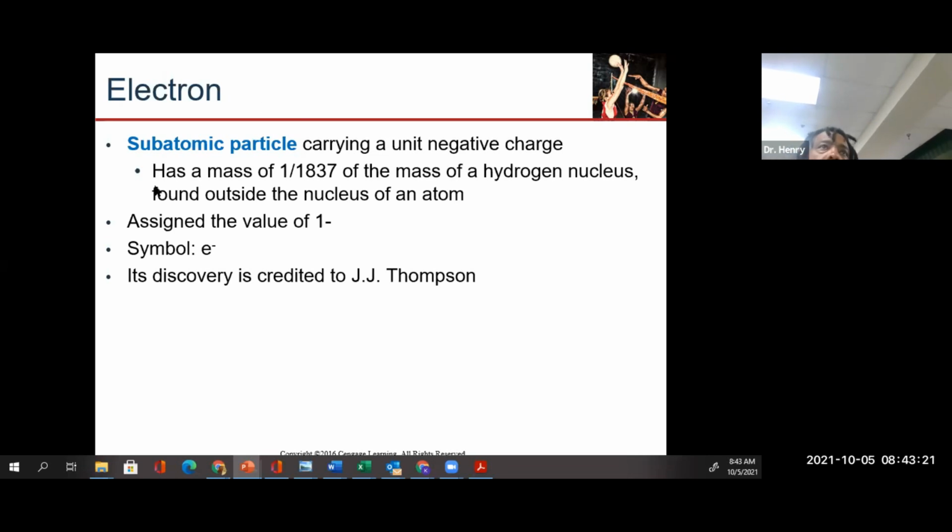Okay. So we have electrons. We're going to use the symbol e minus, standing for electrons. We know electrons are going to be negatively charged, so each electron has a -1 charge associated with it.